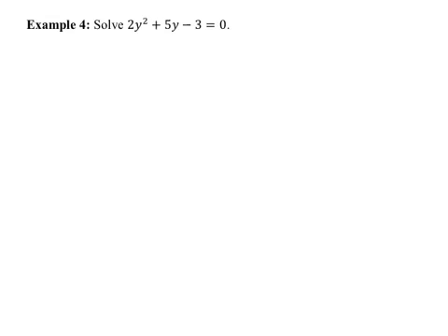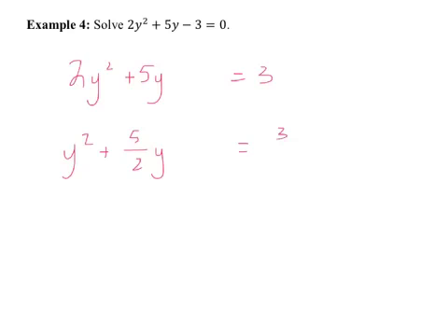In the final example, solve 2y squared plus 5y minus 3 equals 0. Let's go ahead and add the 3 over to the right-hand side. Let's divide by 2. It's going to be a little bit messy. Now we have to take half of the resulting value here and square it. Half of 5 halves is 5 fourths. The way you can see this very easily is by introducing a 2 factor in the denominator, making this 5 fourths. So again, half of this is 5 fourths.